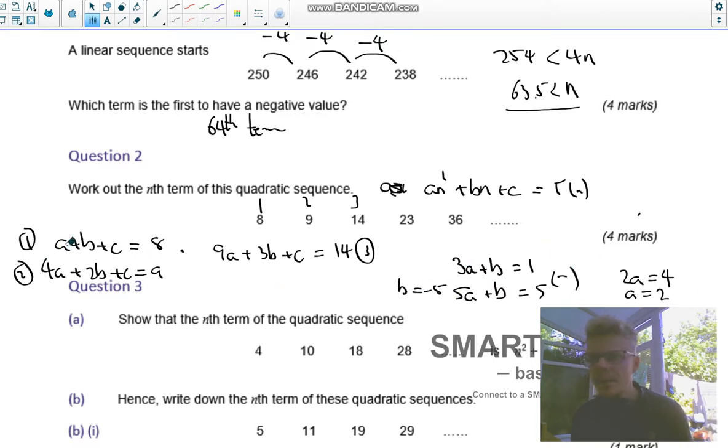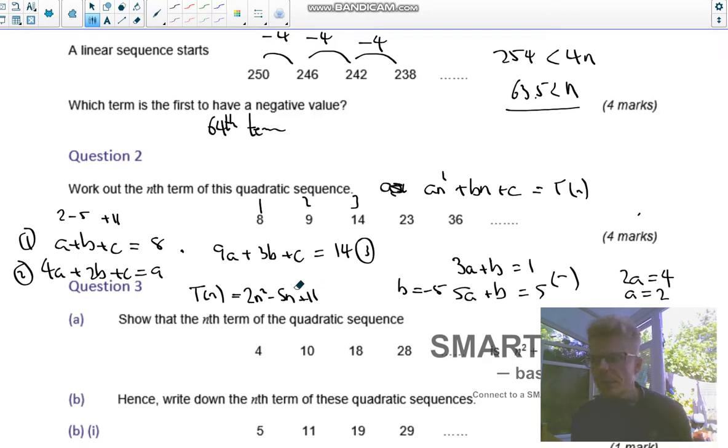And then going right back to the start, we've got 2 minus 5, which is -3. We'd have to add back on 11 to get up to 8, so c is 11, and therefore we have our nth term rule, 2n squared minus 5n plus 11.